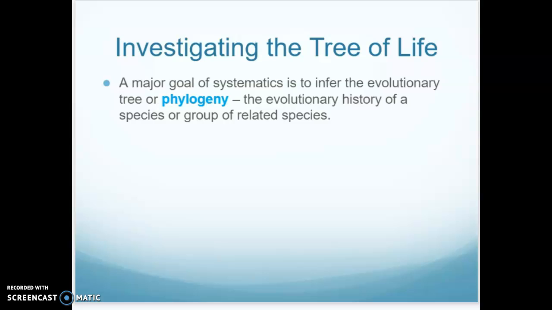As far as phylogenies go, they're essentially trees of life. So a major goal of systematics is to infer the evolutionary tree or the tree of life or the evolutionary history of species or what's related to those species. So when we study zoology and we study organisms, we study phylogenies as well. We'll look at some of those.